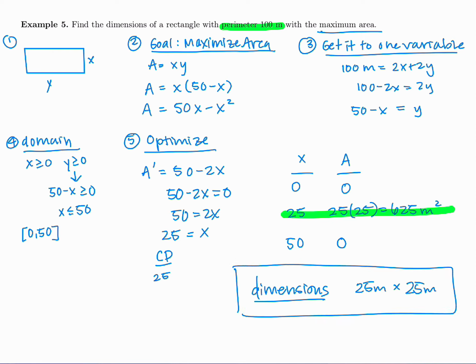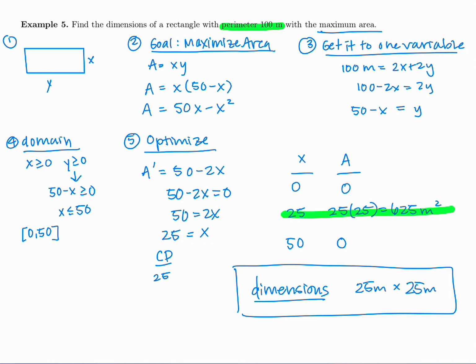So if you're given 100 meters to work with as a perimeter, maybe you can think of it again as like a fencing amount, and you want to build a rectangle with maximum area, it turns out you should build a square, right? Because we see that our x and our y match each other.